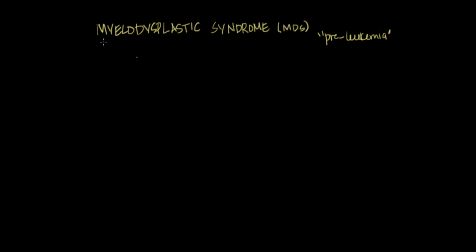So myelo tells us that we're talking about myeloid cells, right? So we're talking about red blood cells, platelets, neutrophils, basophils, and eosinophils. And dysplastic, I'll use a different color, dysplastic comes from the Greek word dysplasia, which means abnormal. So we're talking about abnormal myeloid cells. Okay, and that requires some further elaboration.